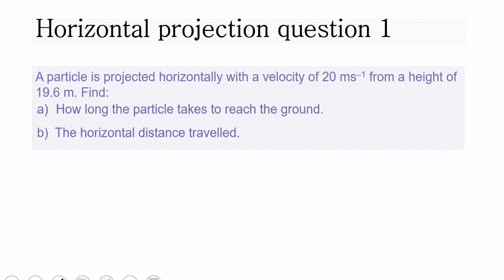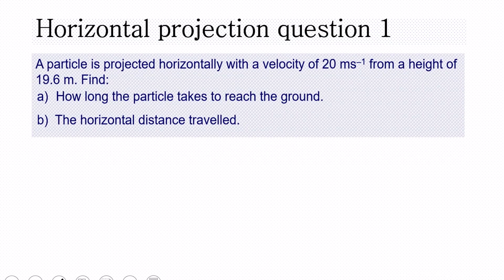So let's look at the first question of horizontal projection. We have a particle projected horizontally with a velocity of 20 meters per second from a height of 19.6 meters, and they want us to find the time the particle takes to reach the ground. Here the time is what they are after. So we are going to find this time, and then the horizontal distance traveled. Here I can call it x.